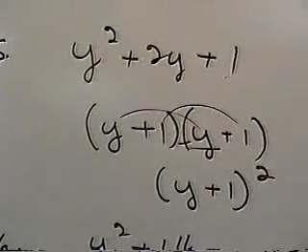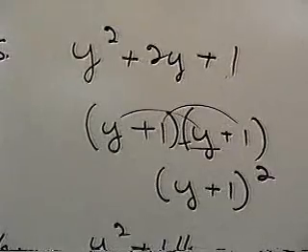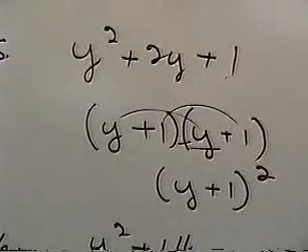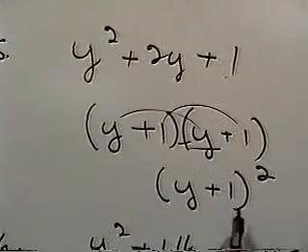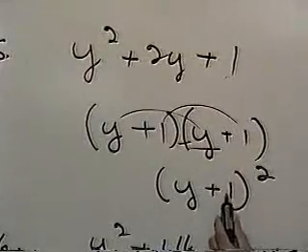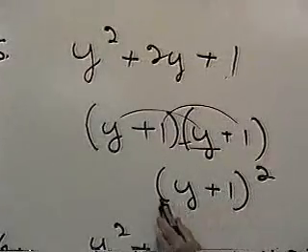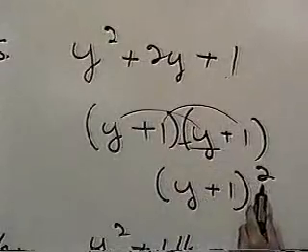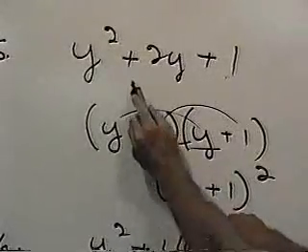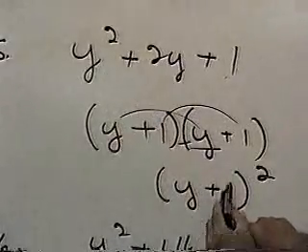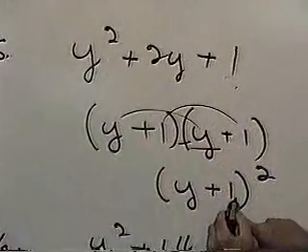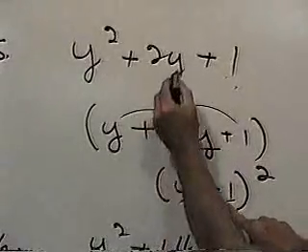Now, if you have done the tape 12 on multiplication of polynomials, or if you already know this, this is a special case where you can check your work. If you have a binomial squared, then it's the first one squared, checks. The last one squared, checks. And then this times this doubled, checks.